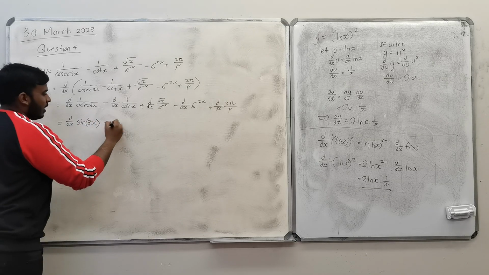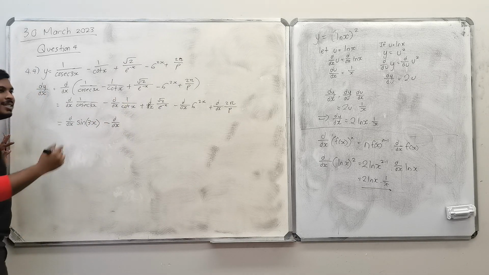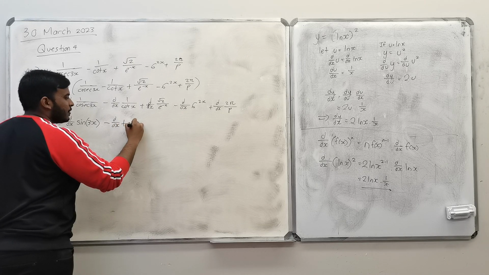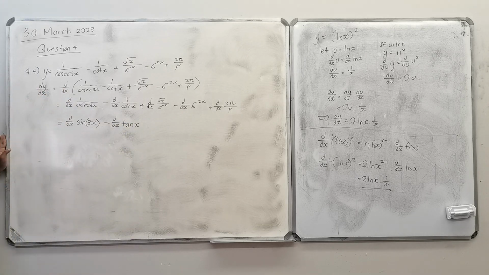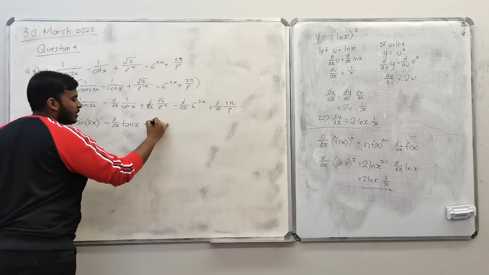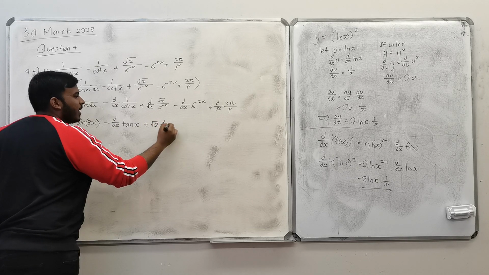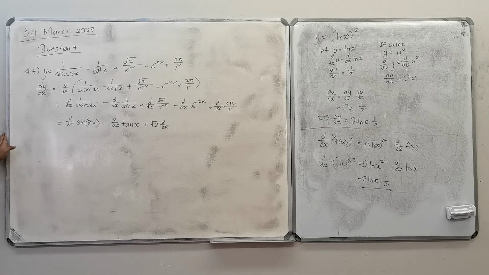Move on. d over dx of 1 over cot x is what? Tan. This is the derivative of tan x. This is just a function, it's only x. Plus, you'll take out your constant here, root 2 over dx. But remember e to the minus x: 1 over e to the minus x. 1 over e to the minus x is what?